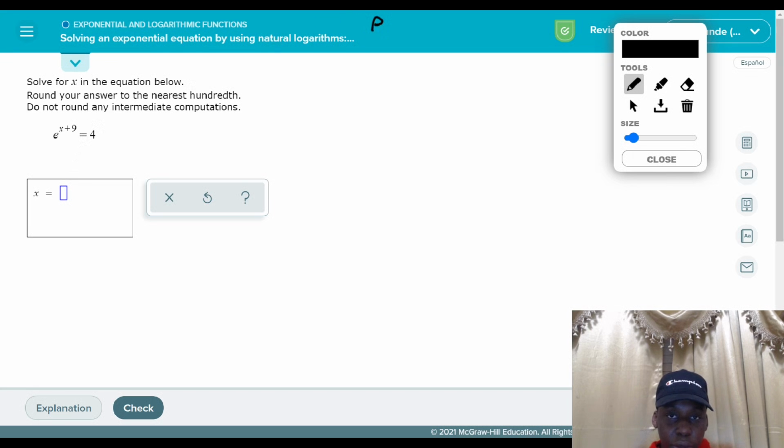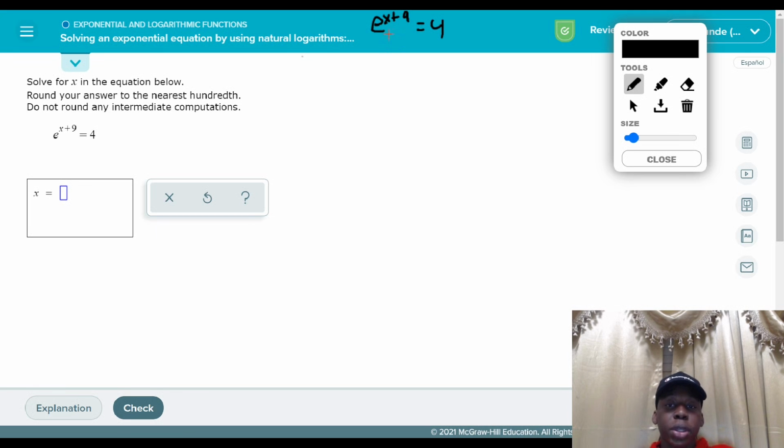This is e to the power x plus 9 equals 4. Basically, what exponential just means is power. Like say 5 to the power of 3, it's 5 times 5 times 5. That's an exponent. So whenever I say exponent, just know we're talking about powers.